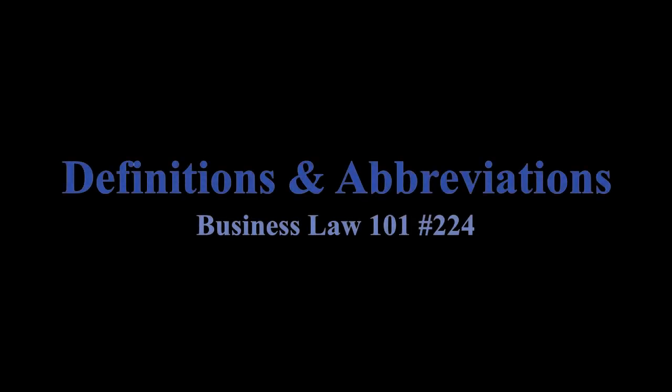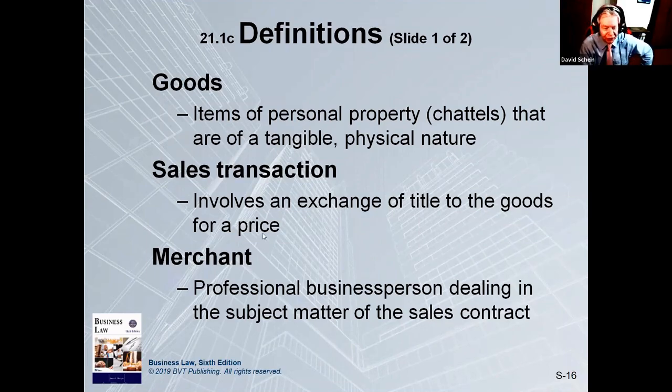So these are useful terms for you: goods, items of personal property or physical; sales, exchange of title to the goods for a price. That's pretty straightforward. Merchant, business person dealing in the subject matter of the sales contract. So if you're running a lawnmower and outdoor appliance store and you sell weed eaters and lawnmowers, then you're in that business. If you're running a local Goodwill store, that's not going to make you a merchant necessarily.